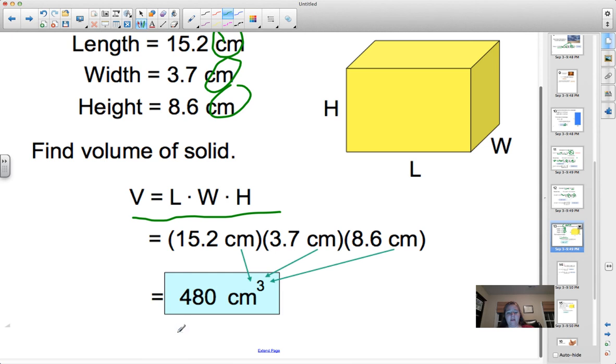Now this answer is fine, because this is only showing two significant figures. The 0 is not significant, but that's fine because we were only given 2 right here and we were only given 2 right here. So therefore our final answer can only have 2 significant figures.